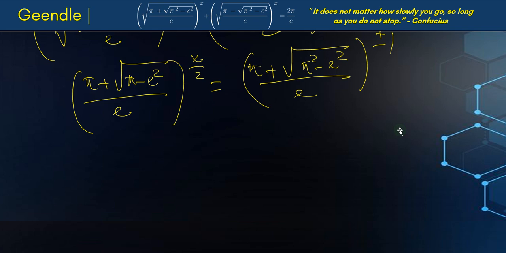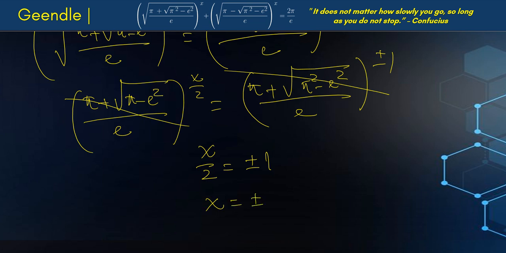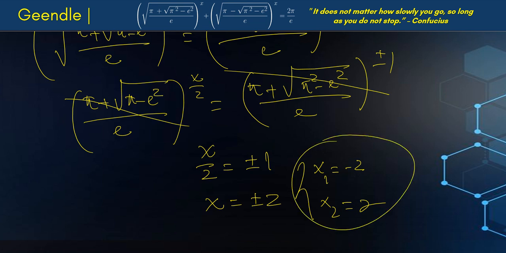So guys, from here we have that this base is equal to this base here, so we have x over 2 equal to plus or minus 1, magically, and x is equal to plus or minus 2. Then from here we get our x1 equals -2, and our x2 equals 2. So guys, these are the solutions for this problem.